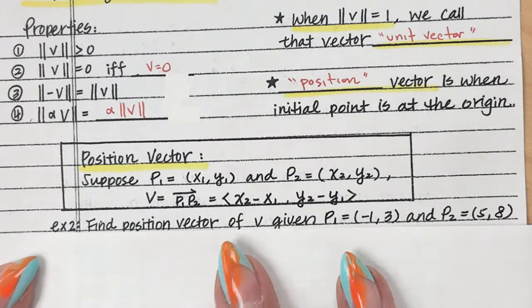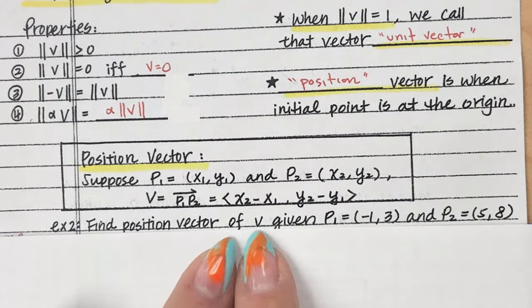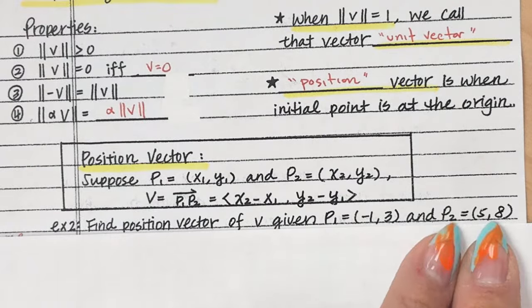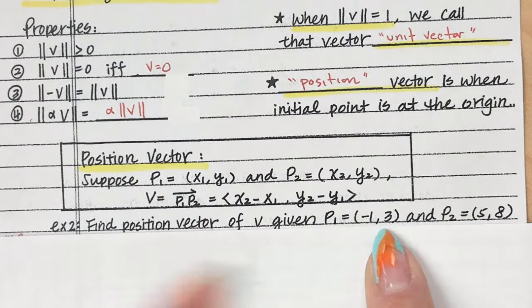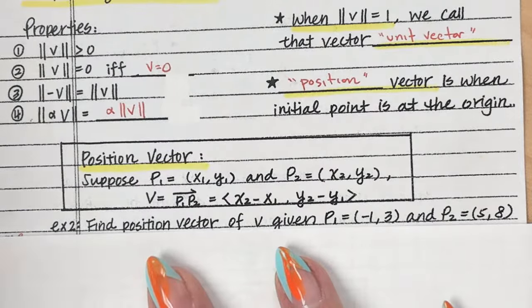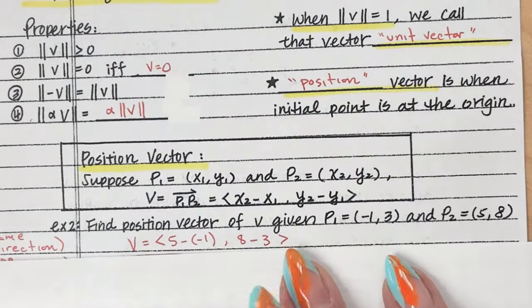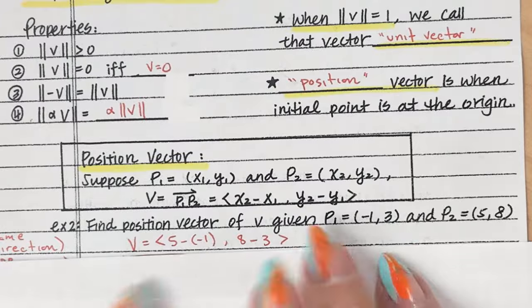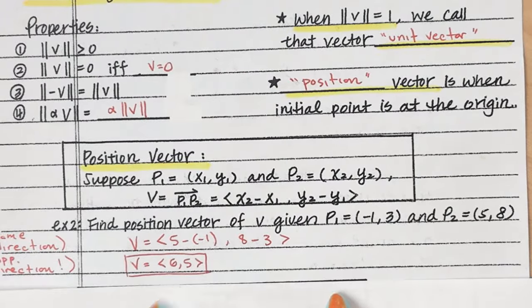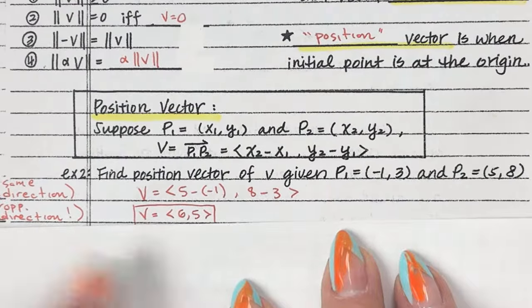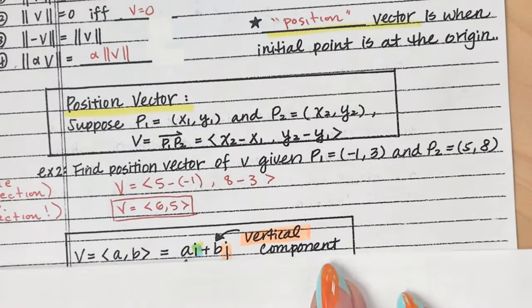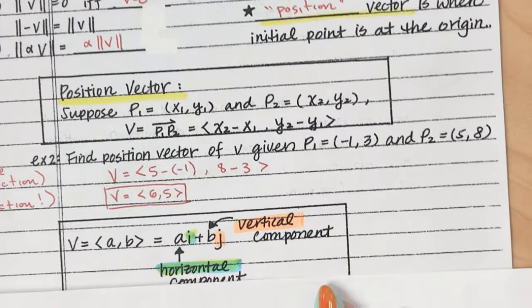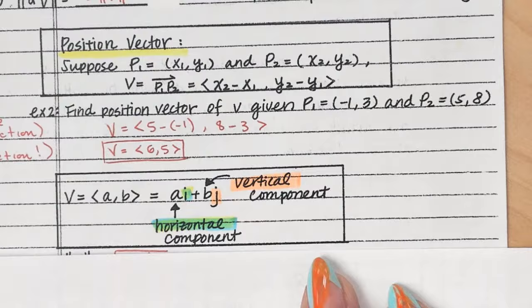Okay, find the position vector of V given point 1 and point 2. So we have our initial point, our terminal point. Go ahead and plug it in and see what you get. And then we'll just kind of check. Let's see. So you just subtract and then final answer. That's it. Right?